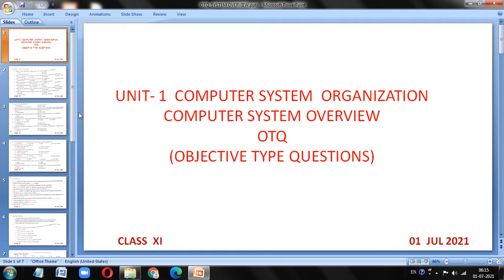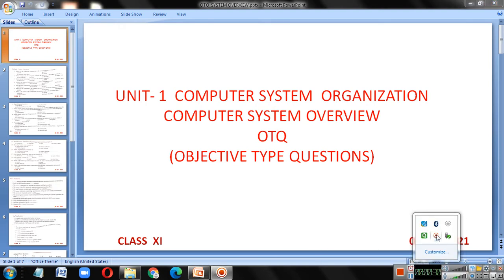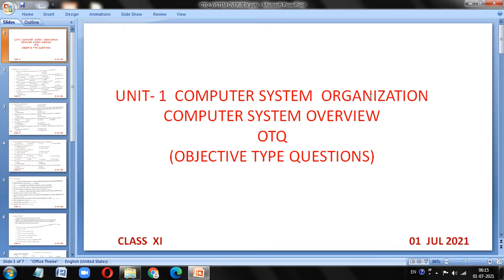So far, in our previous classes, we have covered the chapter on computer system organization, and within this unit we have also covered three further chapters: computer system overview, data representation, and Boolean logic.